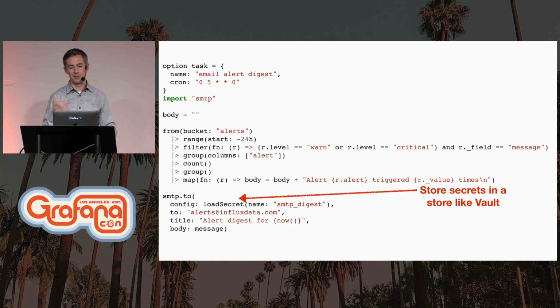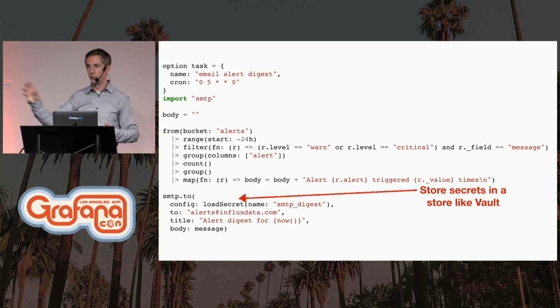Loading secrets, this is just basically like a function that's built into the language. You'll be able to connect it to secret stores like Vault, so you can pull that into your Flux script dynamically, and it should be super easy.